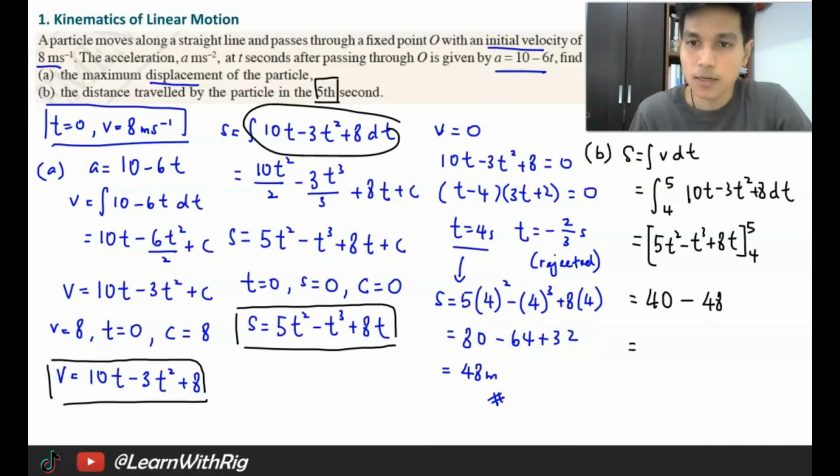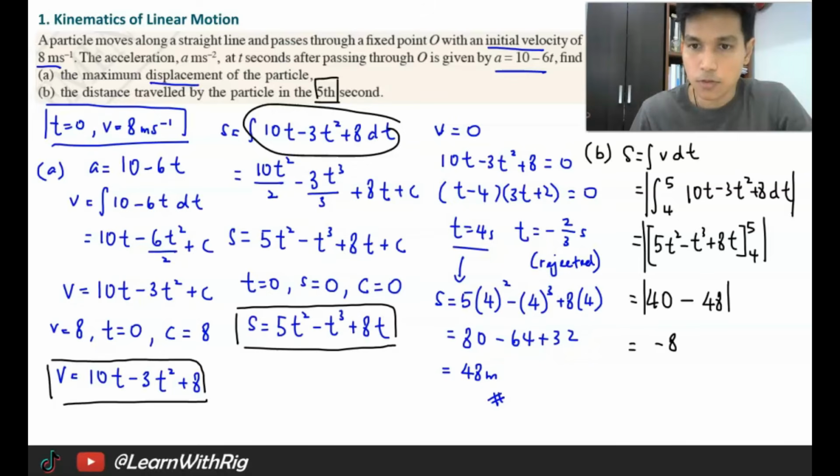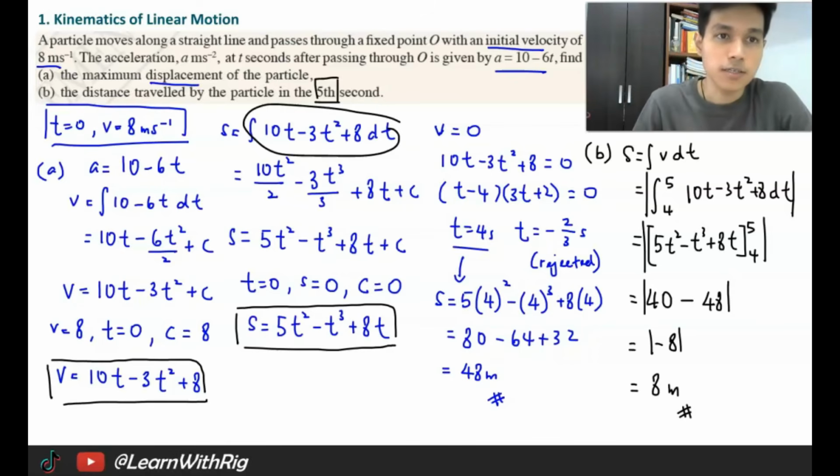So you will get a negative answer, right? Negative 8. But can you leave it in negative 8? Answer is no, because they ask for distance. There is no such thing as negative distance. So you have to put your modulus in this case. Okay, that means if you sketch the graph, it will be at the negative side. Okay, so you have to put a modulus to change it to become positive. So your answer would be 8 meters. Clear? So that is your distance.